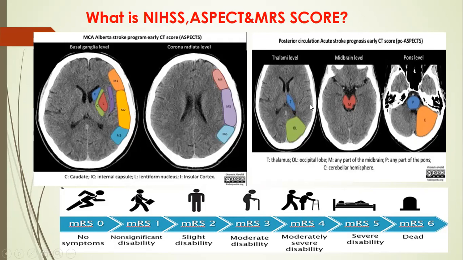If a patient is having only a thalamic infarct, you subtract 1 from 10, so it will be 9. If the patient has bilateral cerebellar infarcts, you subtract 2, so it will be 8. If only an isolated midbrain infarct, you subtract 2 from the 10, so it will be 8. Is that okay?